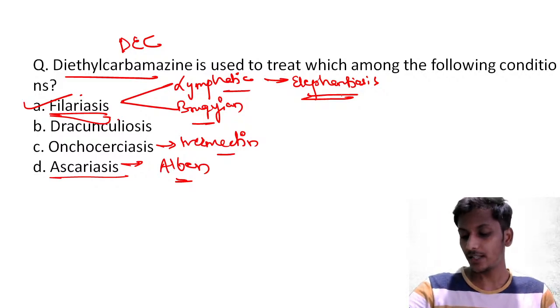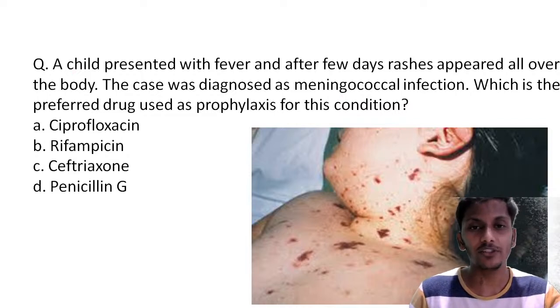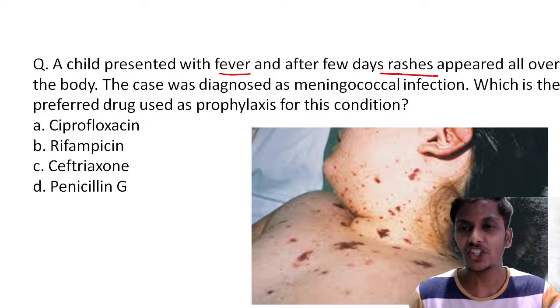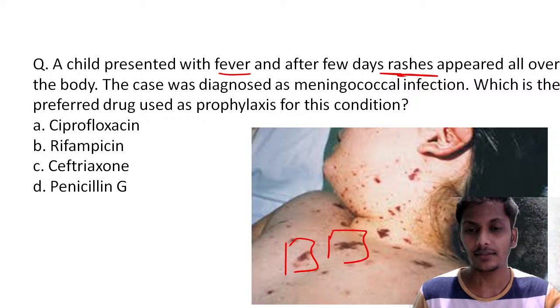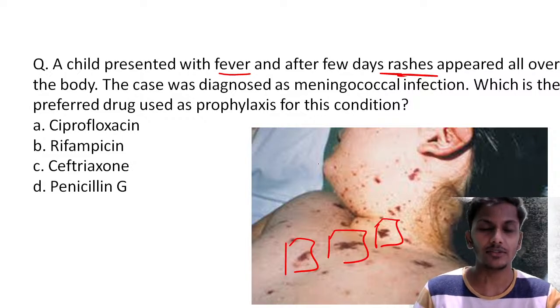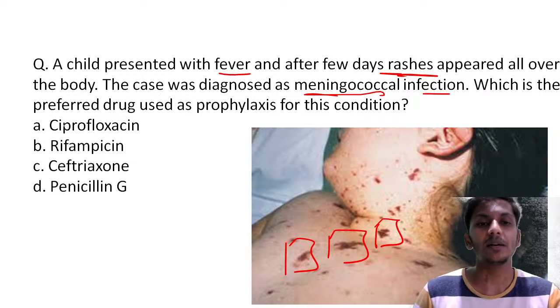Now, moving further, I can move further with the next question, which states, a child presented with fever and after few days rashes appeared all over the body. Okay, these are the purpuric rashes which are seen. The case was diagnosed as meningococcal infection, right? Which is the preferred drug?